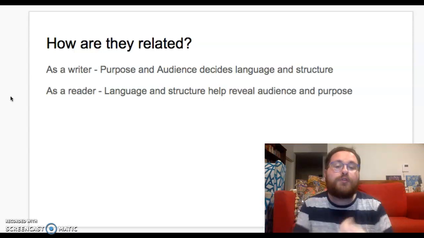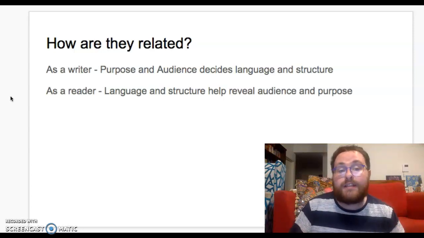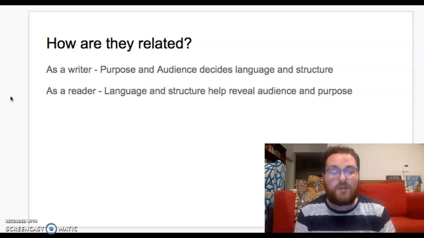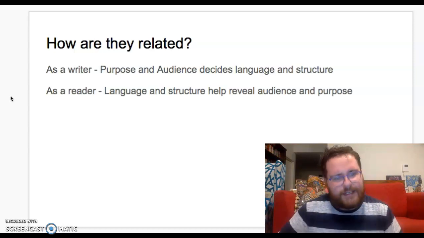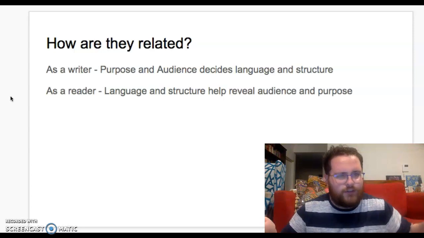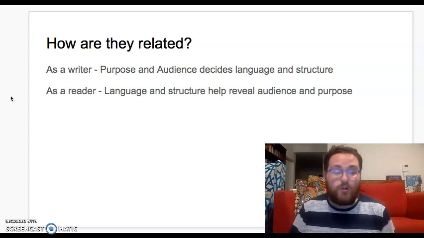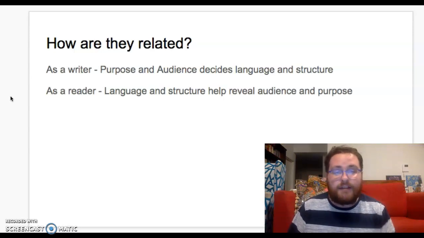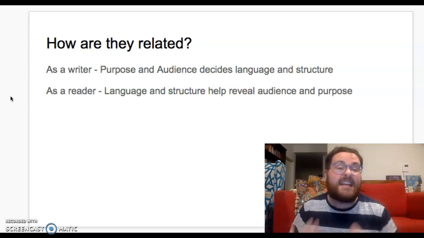So knowing who your audience is and knowing the purpose of the text drives why you use the language you do. And as a reader, it's actually kind of the inverse. If I want to figure out the audience and the purpose, I actually need to look at the language and the structure. If I'm reading a narrative and it's clear and it follows chronological progression, I'm going to make the assumption that it's not for an older reader, because generally speaking, books and stories that have clear chronological things with nothing hidden are for younger readers because it's an entry point.